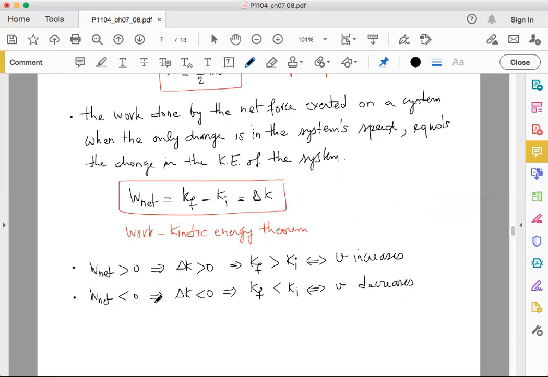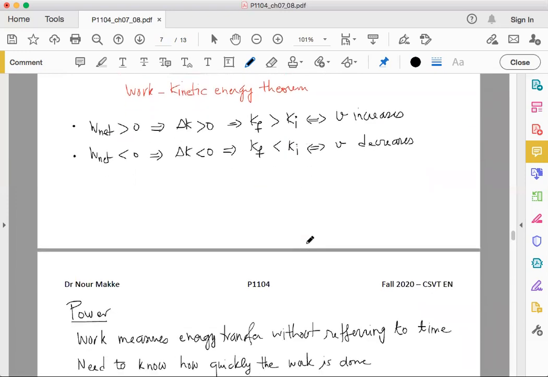When W net is negative, that means that we have seen previously that the energy is transferred from the system, which means that the system has lost energy. This means delta K is negative, so K final is smaller than K initial, which is very logical because V decreases in this case. So when W is positive, the system gains energy and its speed increases. When W is negative, its speed decreases because the system has lost energy. So this work kinetic energy theorem is very important later on in our applications.